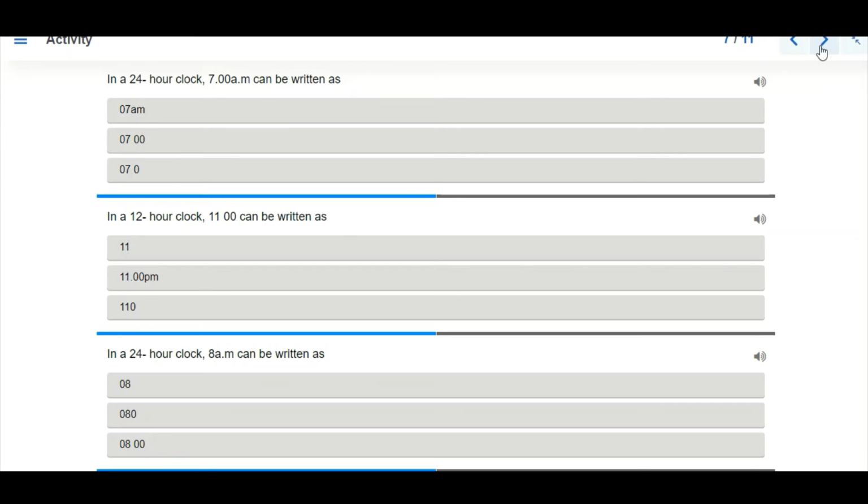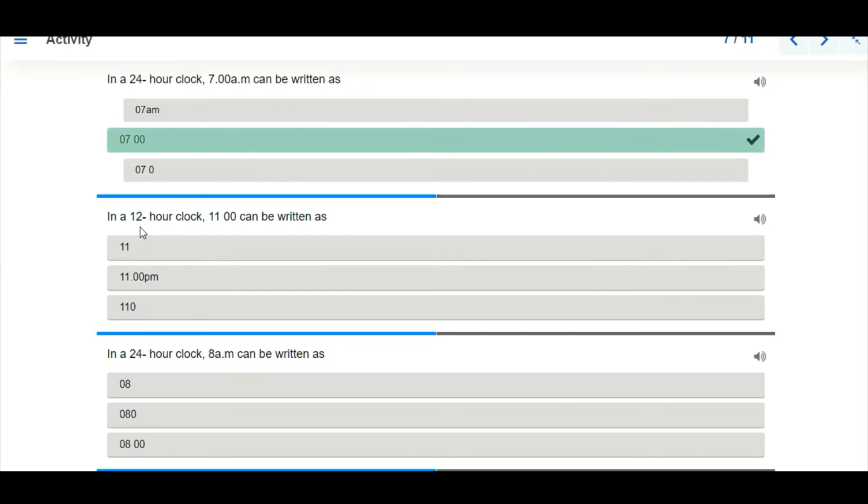7 a.m. can be written as 7:00. Because it doesn't denote whether you are in AM or PM, like we saw in the other picture from the previous slide, the 24-hour clock is not counting minutes or seconds, so it doesn't show if you are in AM or PM. So 7 a.m. is written in 24 hours as 0700.